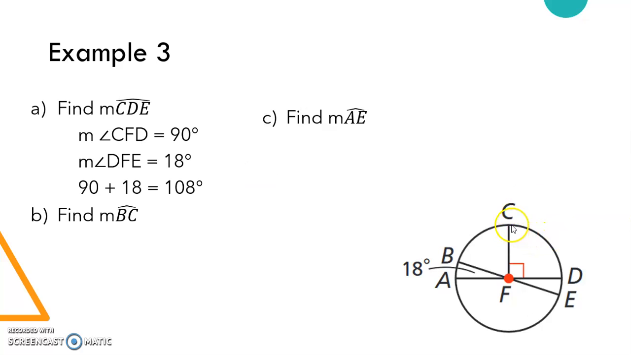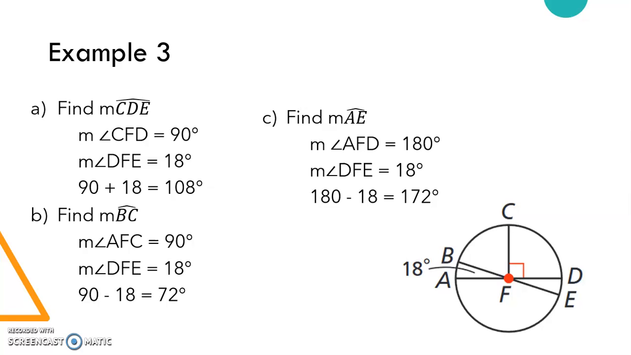So what I figured out was that angle CFD is 90 degrees. So CD is 90 degrees right here. And because these are lines that cross, I have vertical angles. So if this is 18 degrees, then this is also 18 degrees. So I know that DE is 18 degrees. So all I had to do was 90 plus 18 to get my arc length of 108 degrees. So now that you've kind of seen how this works, try and do B and C and then press play to see if you get them right.